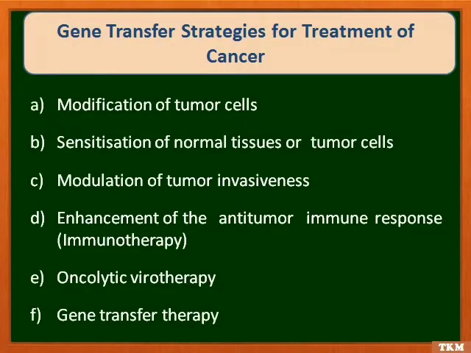There are several gene transfer strategies for treatment of cancer, such as modification of tumor cells, sensitization of normal tissues or tumor cells, modulation of tumor invasiveness, enhancement of the anti-tumor immune response, that is also called immunotherapy, oncolytic virotherapy, and gene transfer therapy. So overall there are 6 gene transfer strategies for the treatment of cancer, and we are going to study each category in detail one by one.